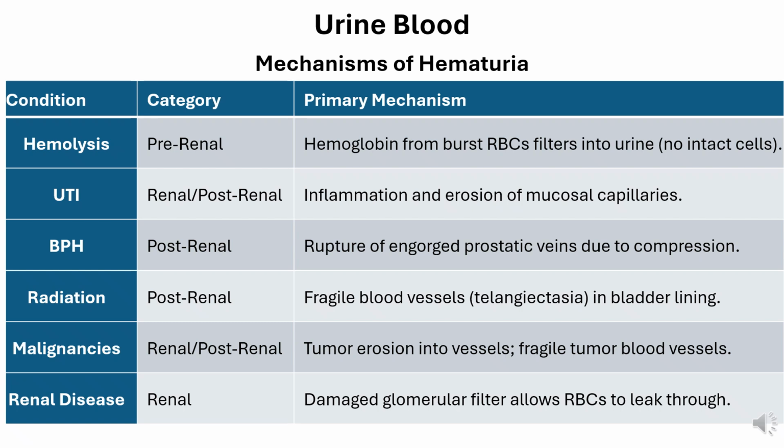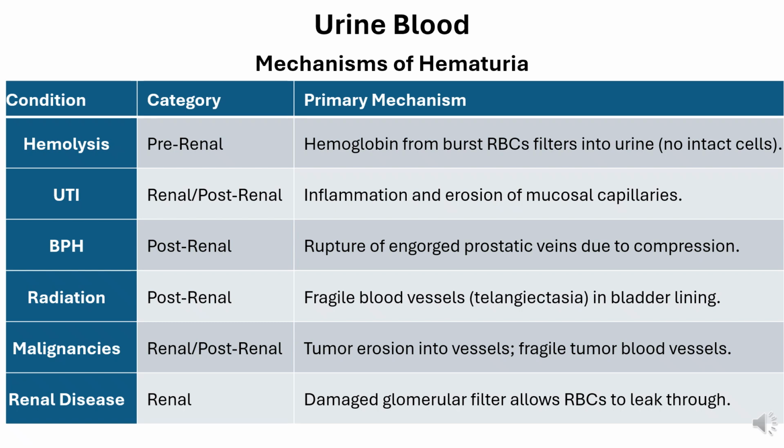4. Radiation cystitis is damage from cancer treatment. Besides direct tissue damage to the DNA and blood vessels of the bladder lining, over time, months to years later, fragile, abnormal blood vessels form in the bladder wall. These vessels bleed easily: telangiectasia. Chronic inflammation makes the bladder lining prone to ulceration and bleeding.